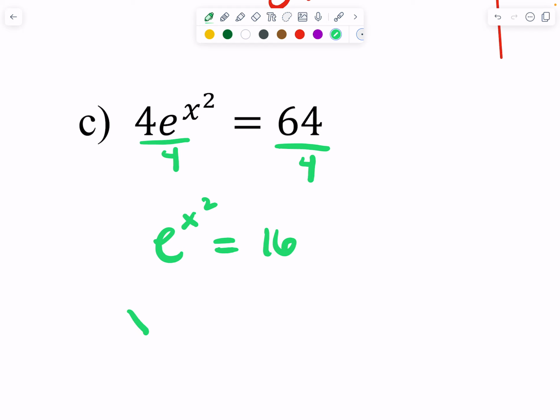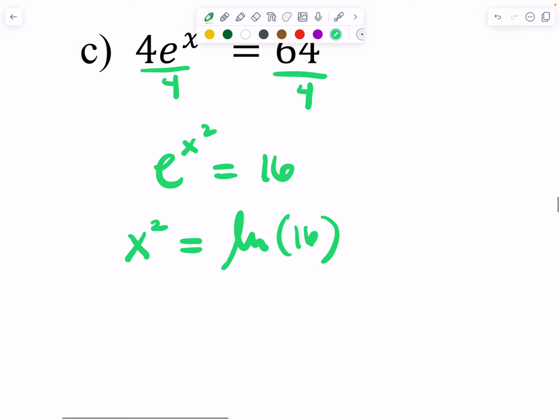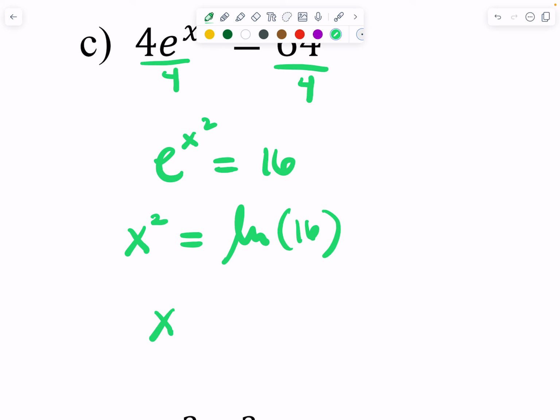Now thinking about rewriting in log form, we'd have x squared equals the natural log of 16. You could also think about taking the natural log of each side of this equation from that perspective. That's fine. And we would have x equals plus or minus the square root of ln of 16.